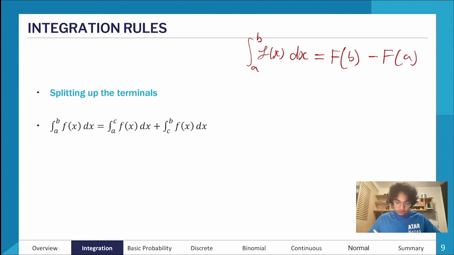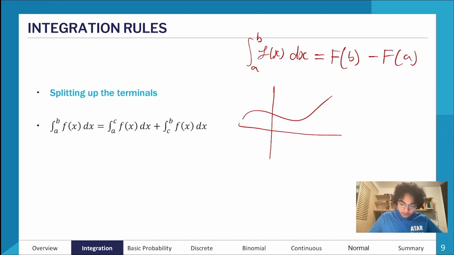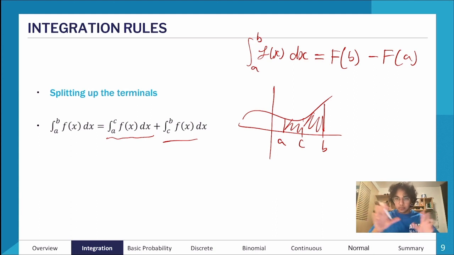What splitting up the terminal says is that, let's say I have some function that looks a bit like this. If I want to take the integral from a to b, and I have some third point I know as well, maybe some point c, I can take the integral from a to c, which is represented by this, and then add that to the integral from c to b, which is represented by this. You can see from the shaded area that it still represents the total span of that integral, the total area represented there.